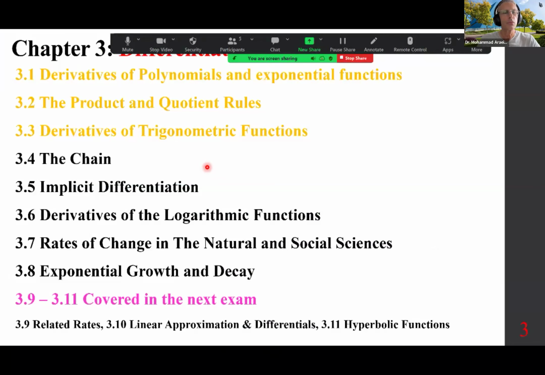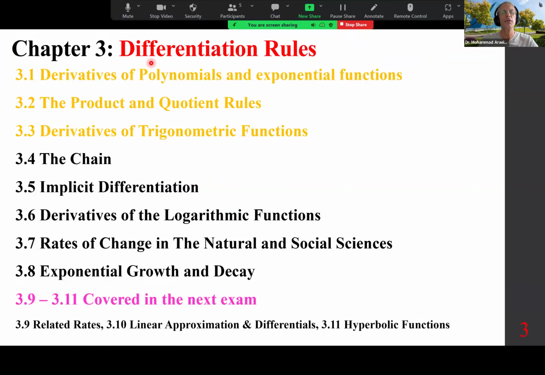So we will cover chapter 3, differentiation rules, and for this exam from 3.1 to 3.8. The rest of them will be covered in the next exam.